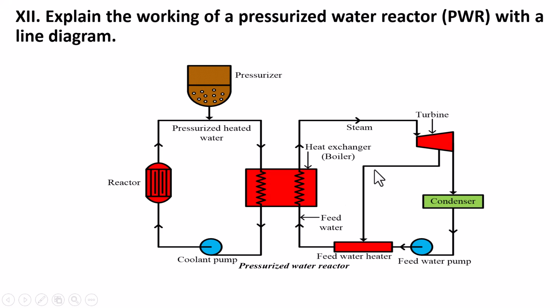You can see this line for feed water heating. A line you can see by taking the steam from the turbine. It can be used to heat the water. Thus, the turbine is coupled to a generator and it can produce electricity.